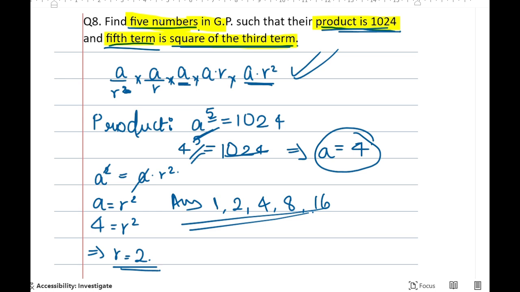Then the second condition says that the fifth term is the square of the third term. You will write this, and then you will write this thing. Once you write this, you can make the necessary calculations and get to this part. Once you have found both your A and R, you can find the 5 terms easily, and that will be the end of your answer.